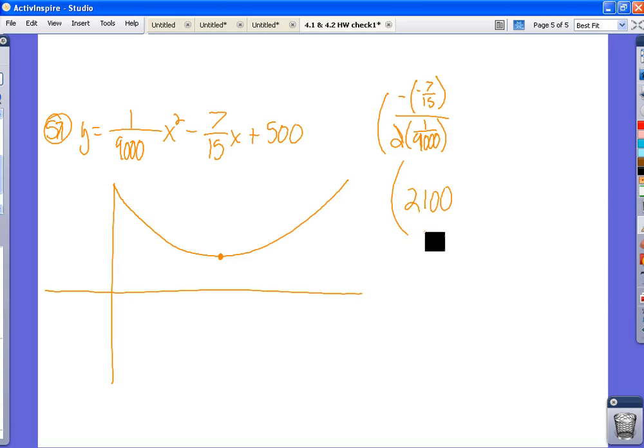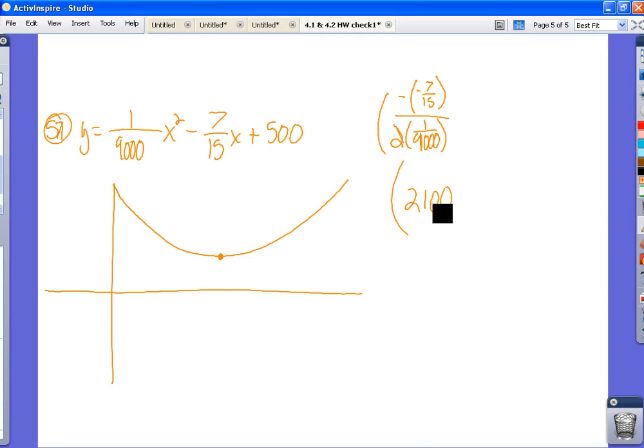Is this how high it is? X value of the vertex, right? This is a measure of what? How far it is from this tower here. It's 2,100 feet away from the tower, and now we want to find out how high it is above the grid. How do we do that? What do we do with 2,100?